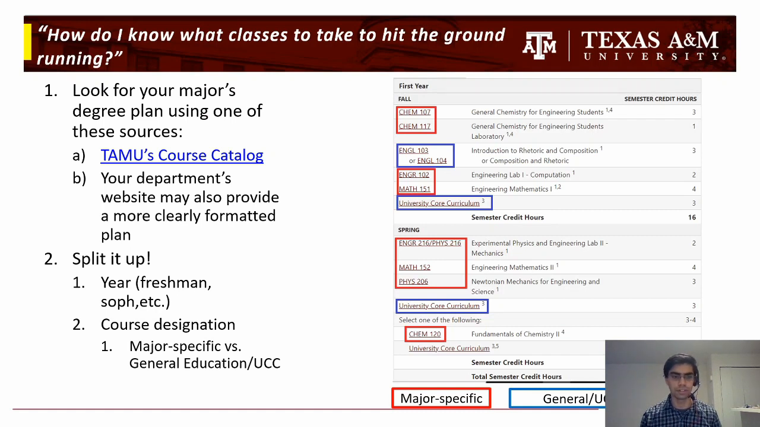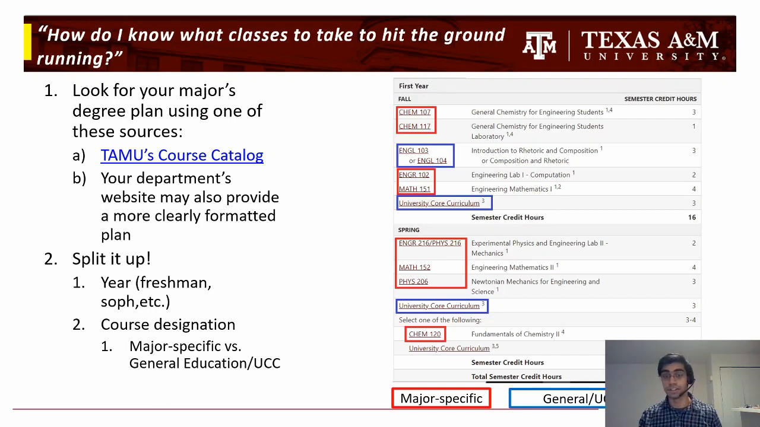So specifically, number one, split it up by year. Number two, split it up by course designation. Specifically, designating courses as either major specific or general education slash university core curriculum classes.